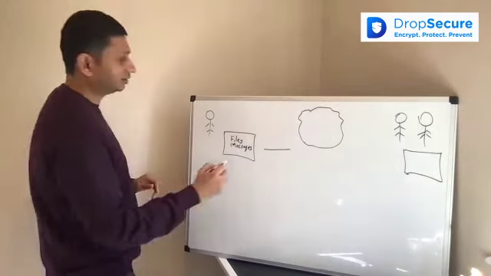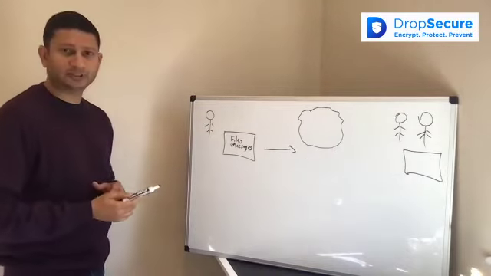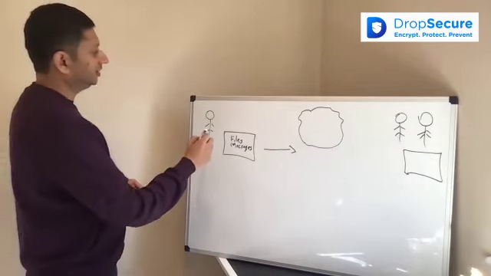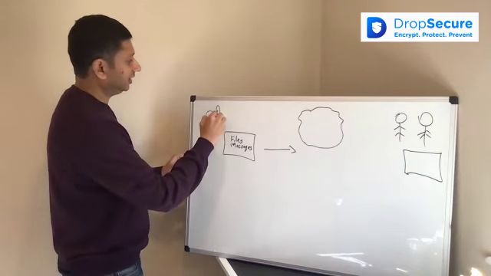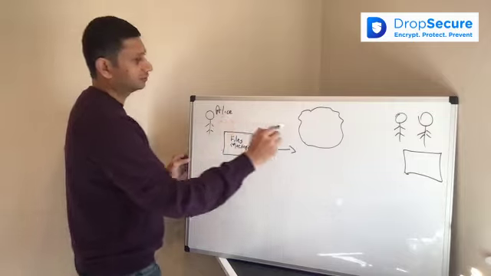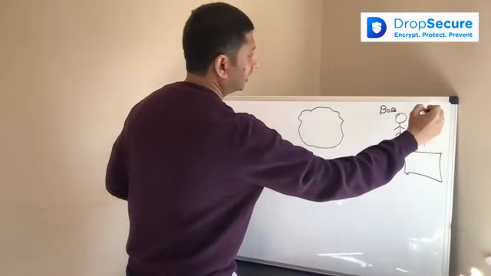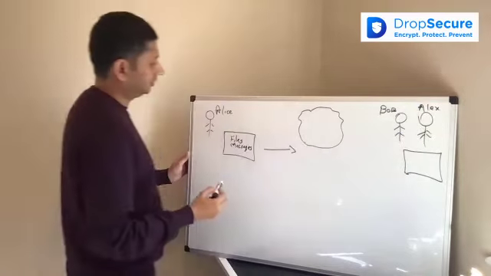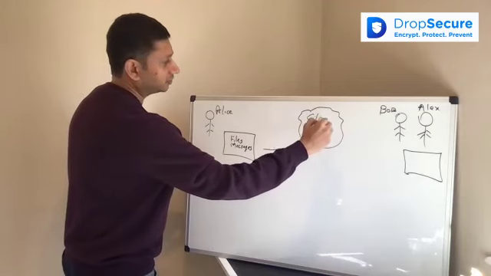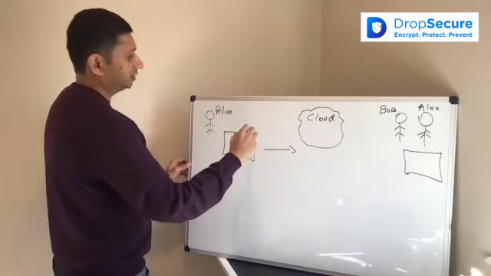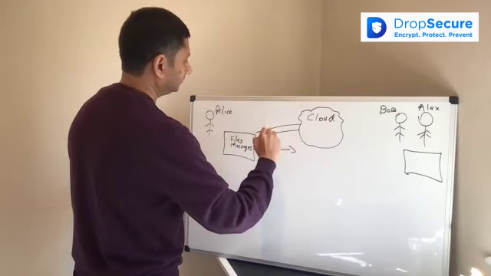So the traditional way, what we're used to today, the way cloud services work is these files and messages that Alice wants to send to Bob and let's say Alex, they are first sent to the cloud, to a server on the cloud. Now this part is sent via SSL.